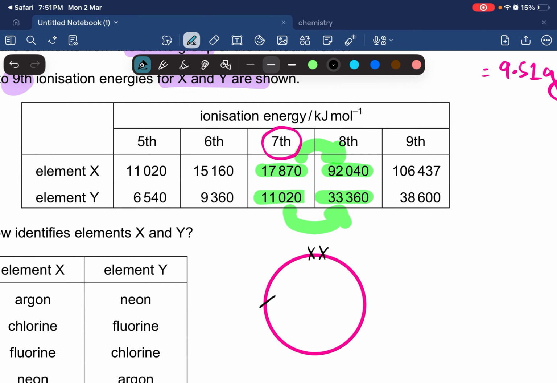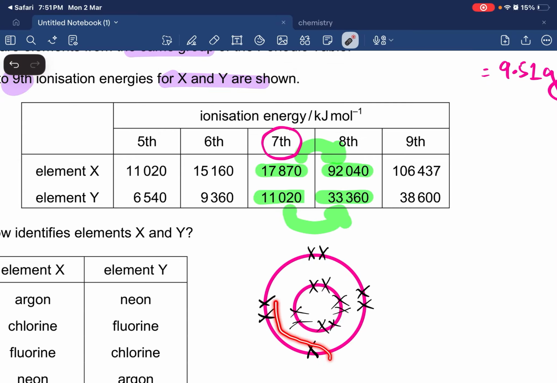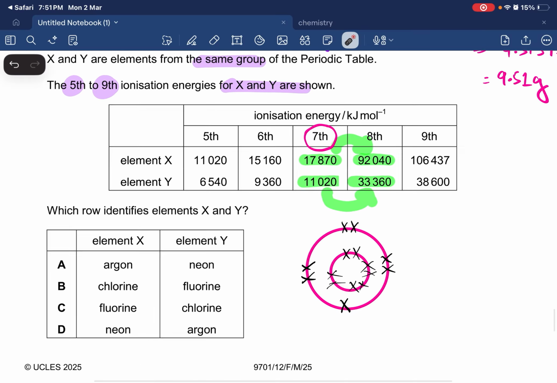1, 2, 3, 4, 5, 6, 7 electrons. And the inner shell can have multiple electrons. If that's the inner shell, I don't know how many are going to be there, but I know one thing for sure, that the 7 electrons are going to be removed from the last shell, and then the 8th electron is removed from an inner shell. That's why it's greater, because the shell is closer to the nucleus, so the nucleus is pulling it more tightly towards itself. That's the concept here.